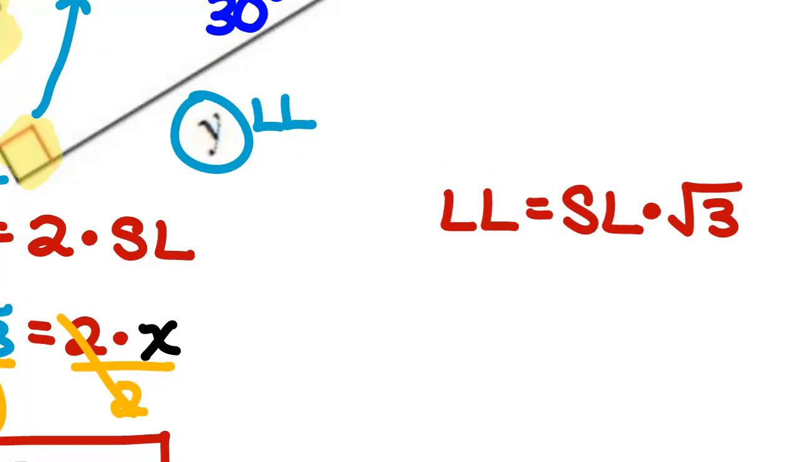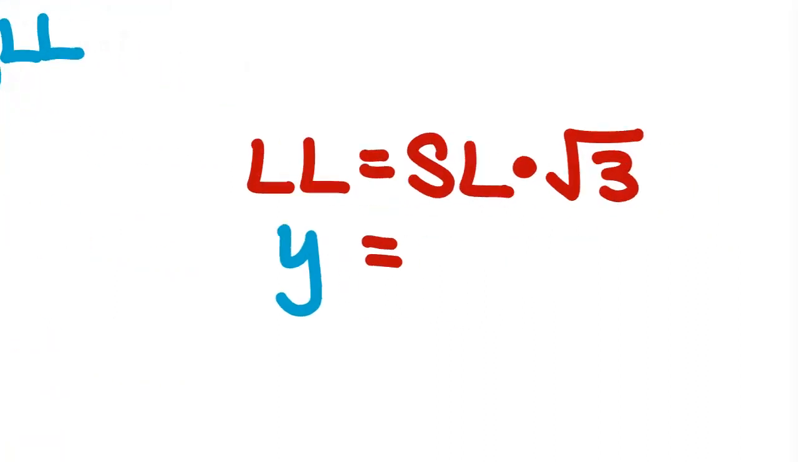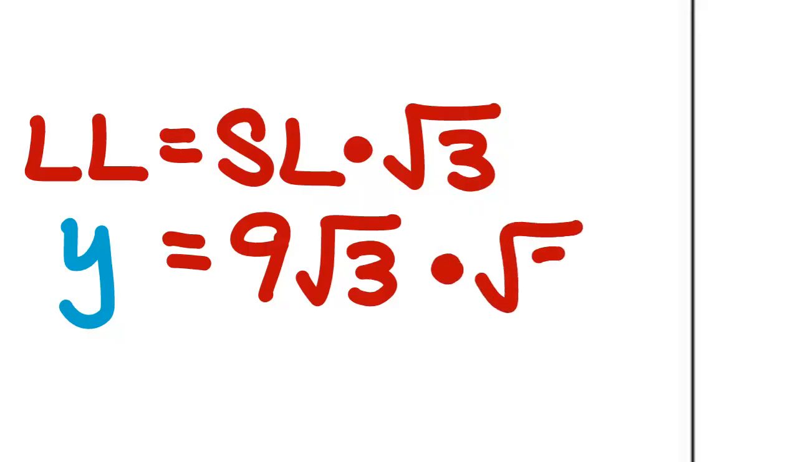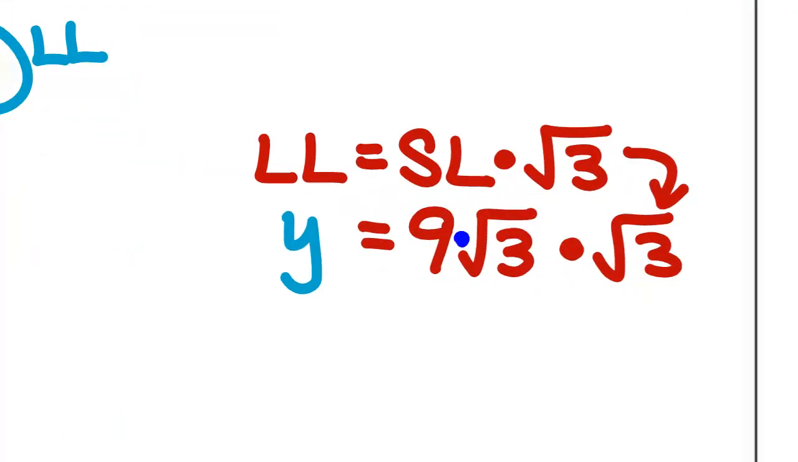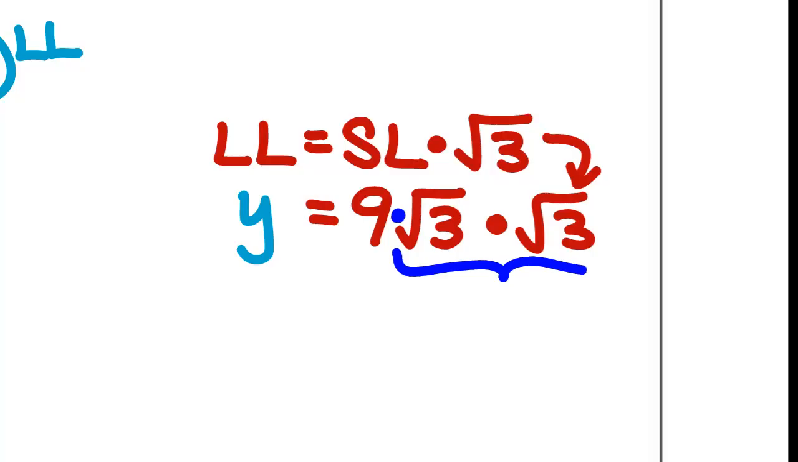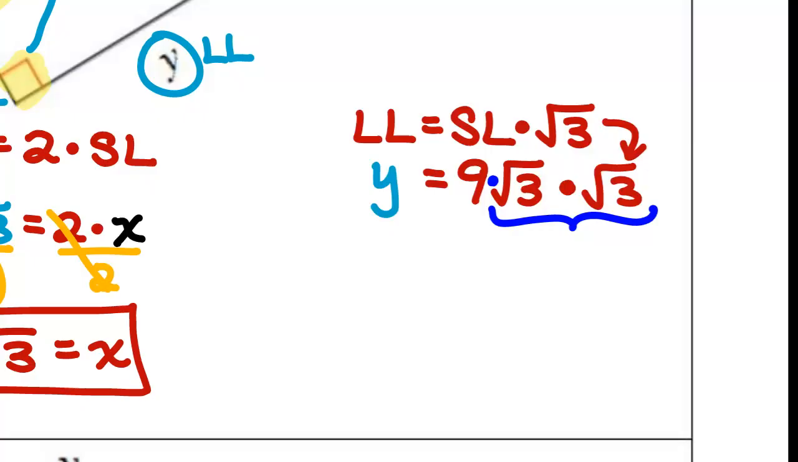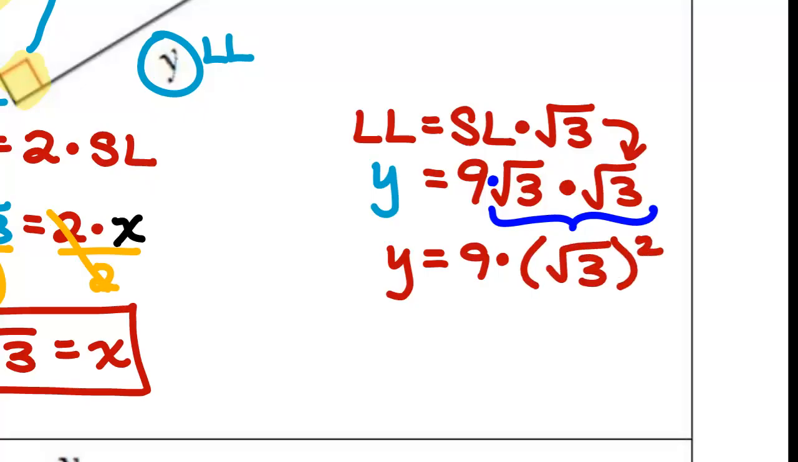So in the place of LL, we're going to put Y. What should go in for SL? 9 radical 3. And then we bring down our times radical 3, this piece right here. In between the 9 and the radical 3, there is multiplication. So these two pieces that are both underneath the radicals are being multiplied together. So I would have Y equals 9 times, and then this would be radical 3 times itself, or radical 3 squared.